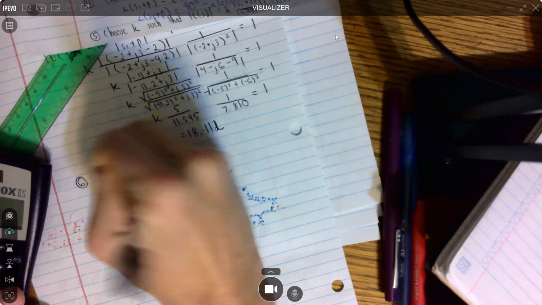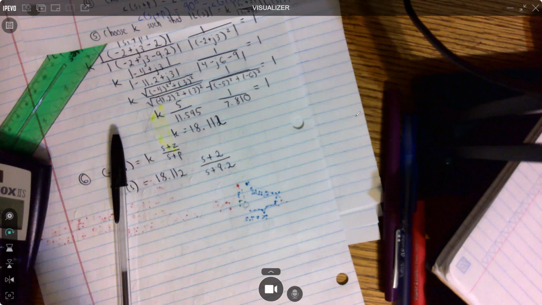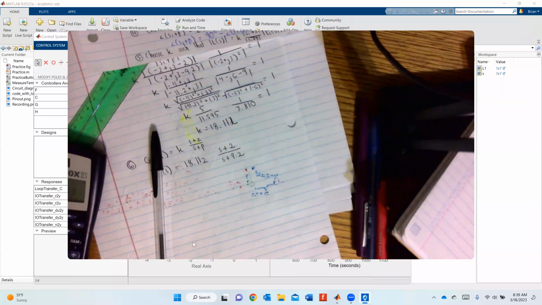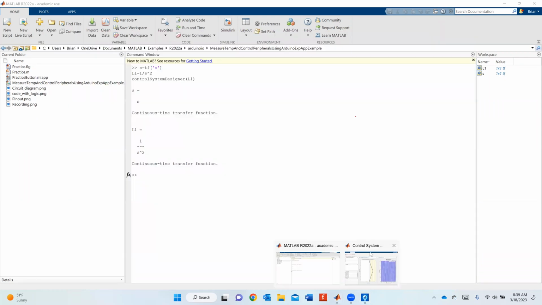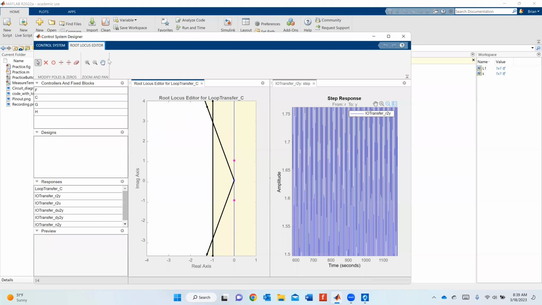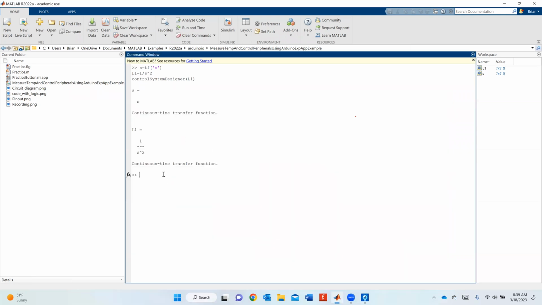And now you have to evaluate the open loop system with your compensator. So let's do this in MATLAB. And so we're going to go back here. And now we're going to pull open our control system designer with these specifics. So let me shut this session. And we're going to add our compensator. G of C is equal to 18.112 times S plus 2 divided by S plus 9.2.